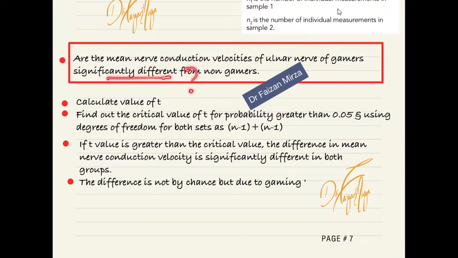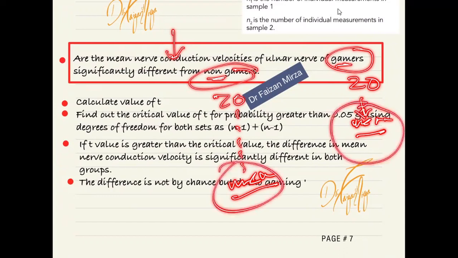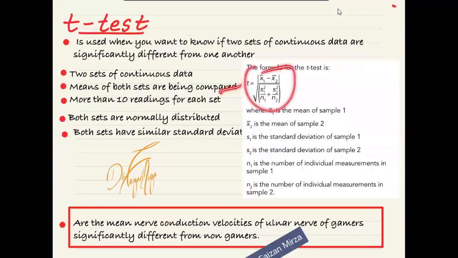If I have to test this hypothesis, I'll take some gamers and some non-gamers. For example, I'll take 20 gamers and 20 non-gamers, and I'll measure their nerve conduction velocities using electrodes. There's apparatus that can be used for that. I'll have the nerve conduction velocities of the non-gamers and the gamers. I can calculate the mean for the non-gamers and the mean for the gamers: the mean ulnar velocity of gamers and the mean ulnar velocity of non-gamers. I have two means now. I'll calculate the standard deviations for both. I know my sample number is 20 each. So I'll compute my values and I'll get my t.